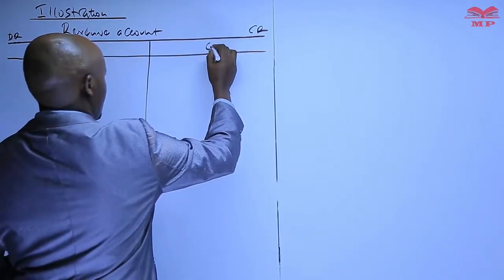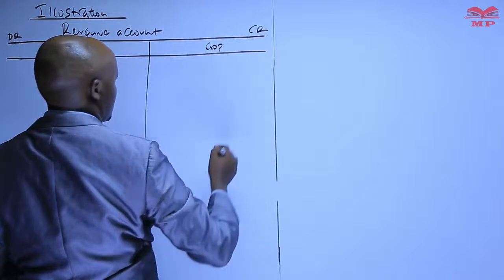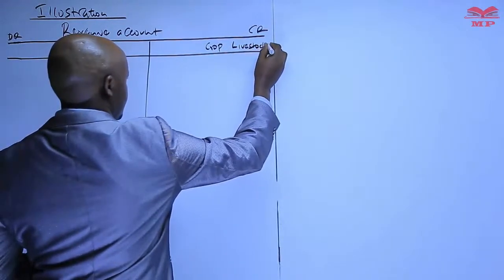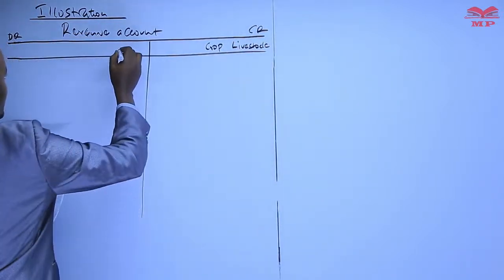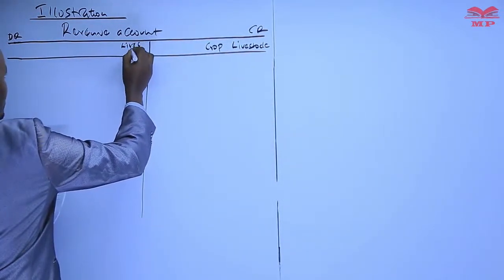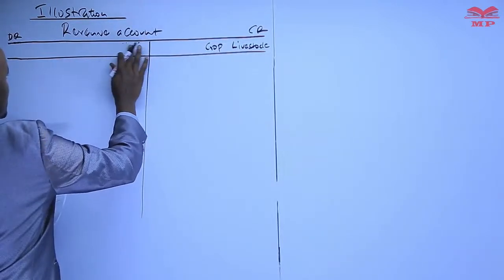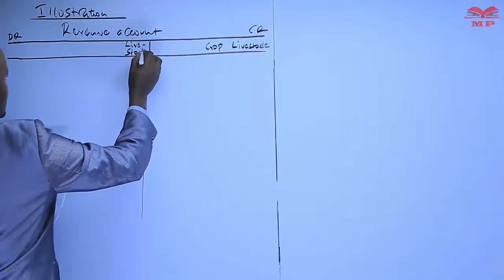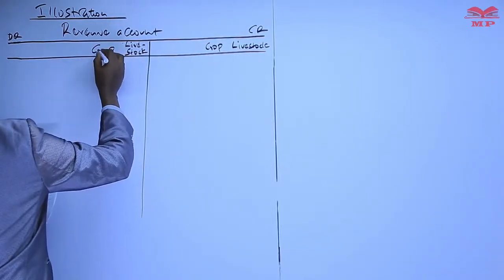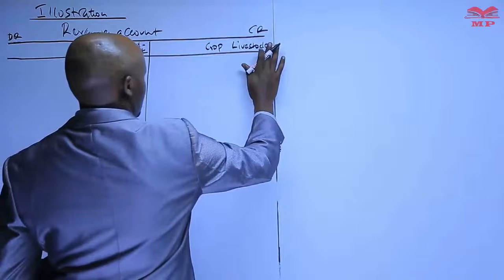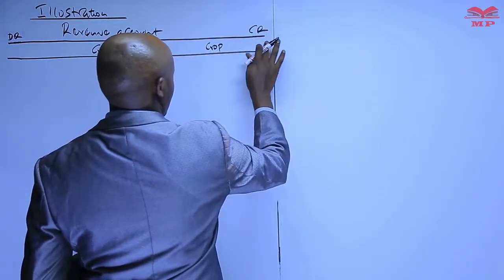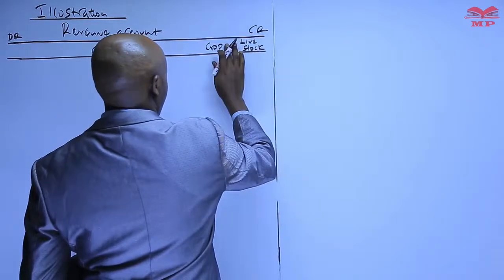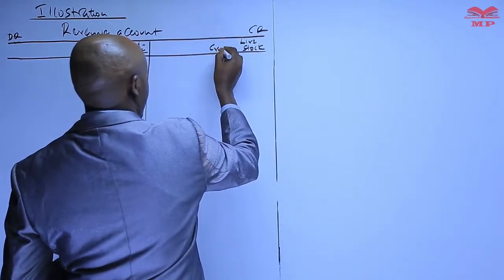We have now the crop revenue account and livestock revenue account. In the same case on the debit side, livestock revenue account and the crop revenue account. The livestock and the crop revenue account.